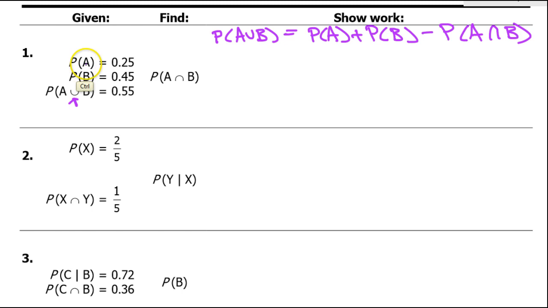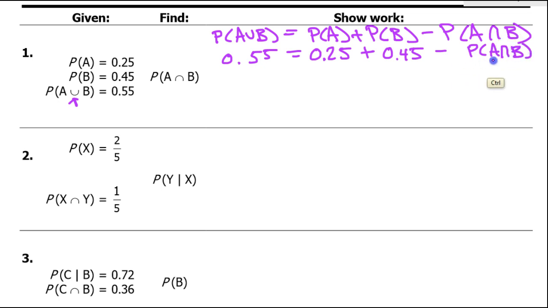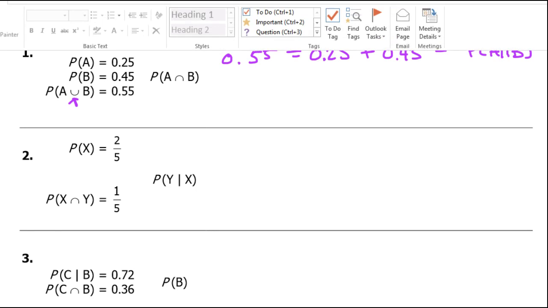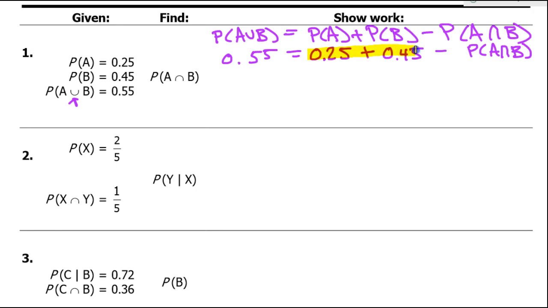Okay, we know the probability of A is 0.25, so I'm going to put that in. We know the probability of B, 0.45. We know the probability of A or B. That's right here, 0.55. We're supposed to find the probability of A and B. So I'm going to just leave this as the probability of A and B, and we will solve for this part of the equation. So we notice that we have some like terms right here on the same side of the equation. So we might as well combine those together.